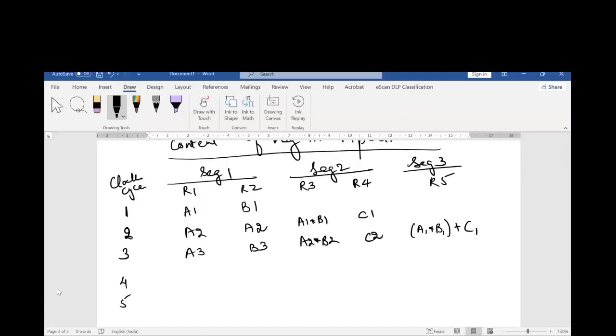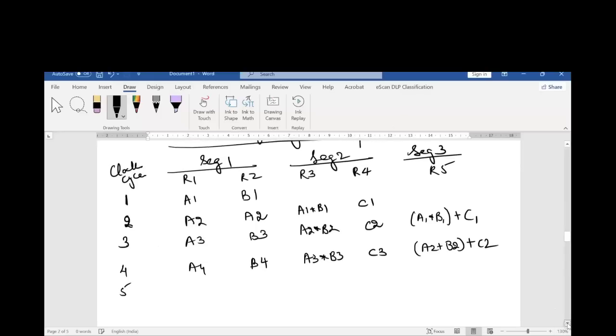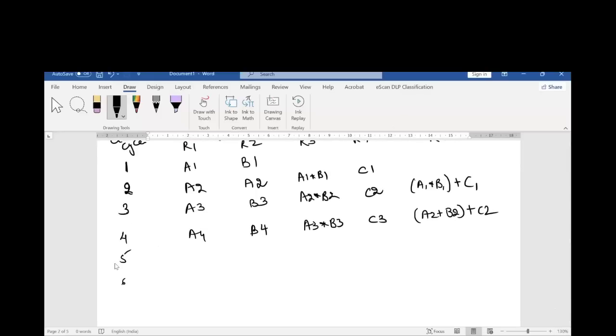Okay, move to the fourth clock cycle. A4 B4 will enter here. A3 B3 will transfer here. And the A2 B2 output is ready. Similarly, for cycles 6, 7, 8, 9. Here A5 B5, A6 B6, A7 B7. We have 7 tasks.